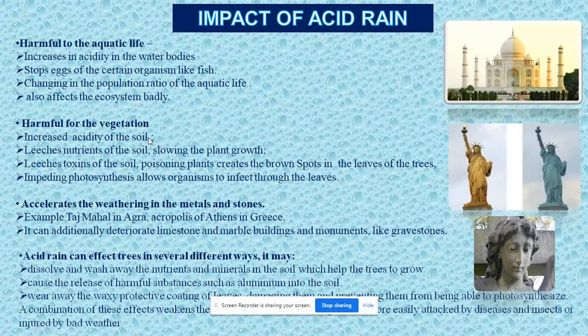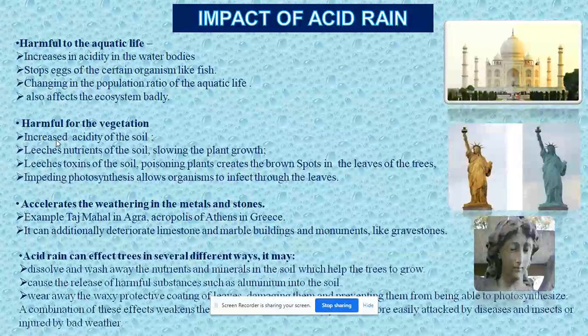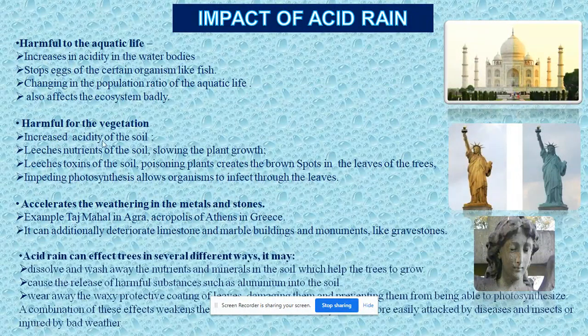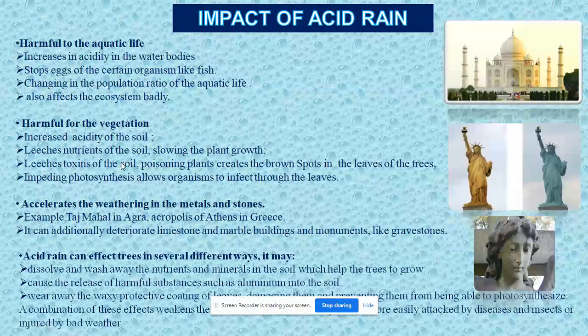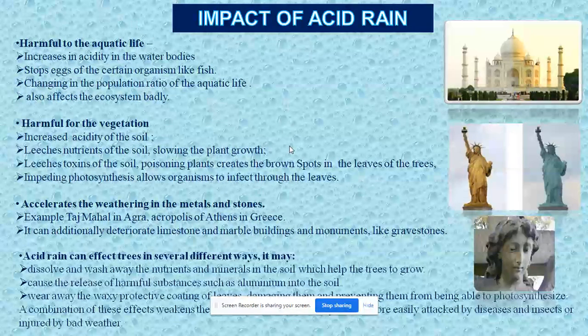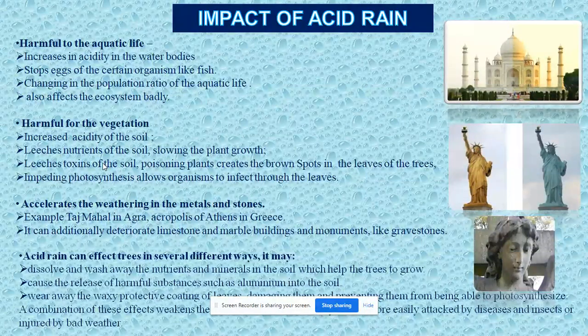This is again harmful for vegetation also. Increased acidity of the soil leaches nutrients from the soil, slowing plant growth, and leaches toxins from the soil, poisoning plants. It creates brown spots on the leaves of trees, impeding photosynthesis, and allows organisms to infect through the leaves. It also accelerates the weathering of metals and stone. Example, the Taj Mahal. You see the Taj Mahal, what was the earlier color and now it is yellowish.